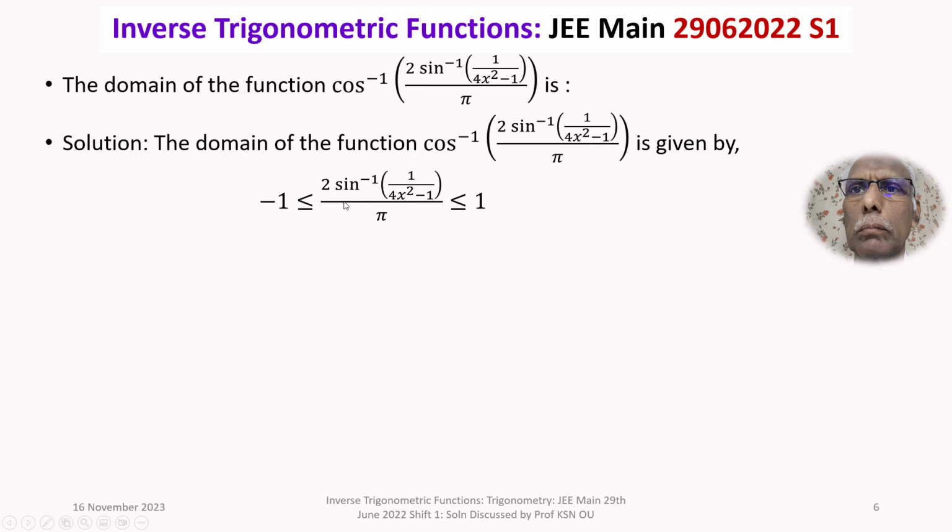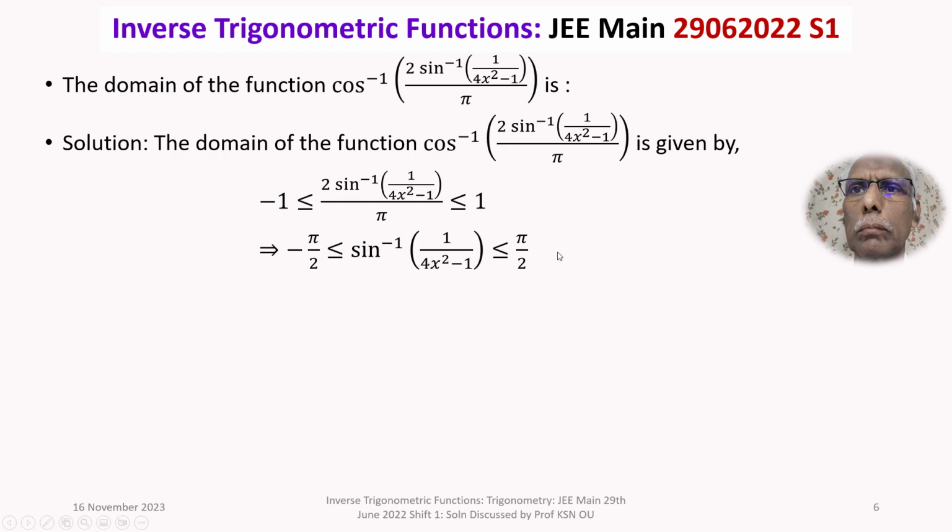Multiply throughout by pi by 2. Then you will get minus pi by 2 less than or equal to sin inverse of 1 by 4x square minus 1 less than or equal to pi by 2. Because pi by 2 is positive and the inequality is maintained. Agreed.